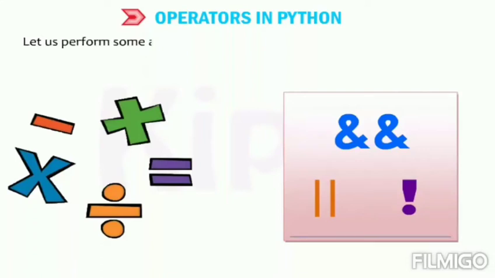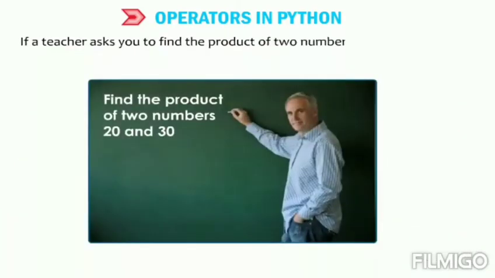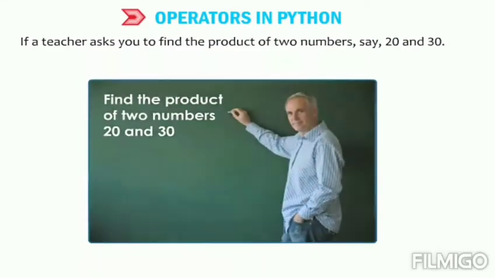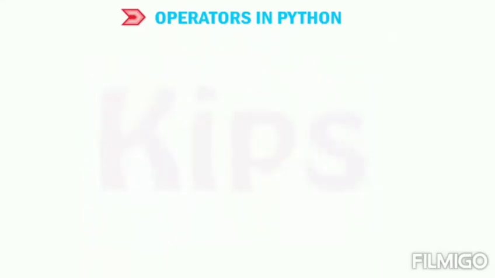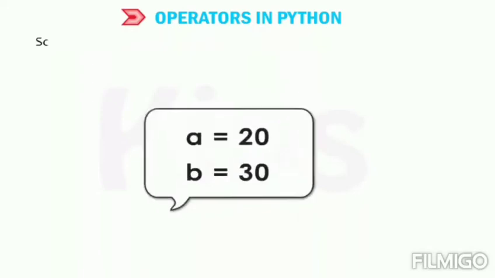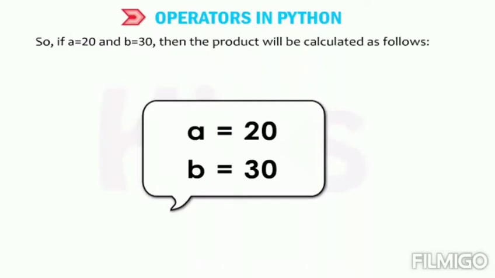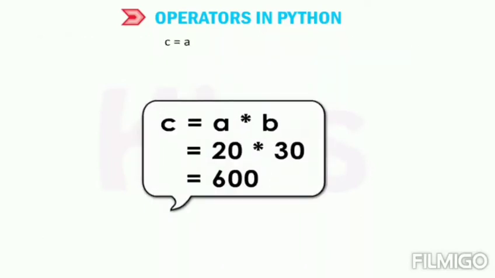Let us perform some arithmetic and logical operations on the variables. If a teacher asks you to find the product of two numbers, say 20 and 30, what will you do? You will multiply these numbers, that is 20 into 30, and you will get the result 600. So, if A equals 20 and B equals 30, then the product will be calculated as follows. C equals A into B equals 20 into 30 equals 600.